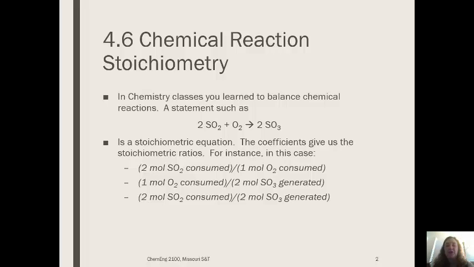Now those stoichiometric coefficients are telling us ratios of how much of various chemicals will be produced or will be involved in the reaction. So for instance, the 2 in front of SO2 tells me that there's going to be 2 molecules of SO2 consumed in this reaction the way it's written. And there's 1 in front of the O2, so therefore for every 2 moles of SO2 consumed, 1 mole of oxygen will also be consumed. Or for 1 mole of oxygen consumed, there will be 2 moles of SO3 generated. Or any other combination that you might come up with.